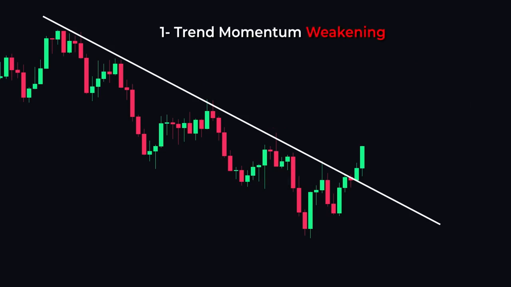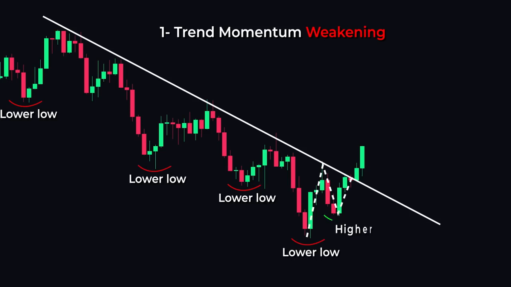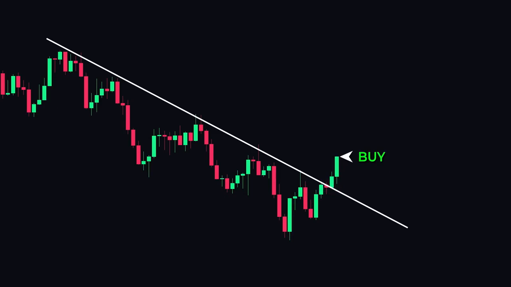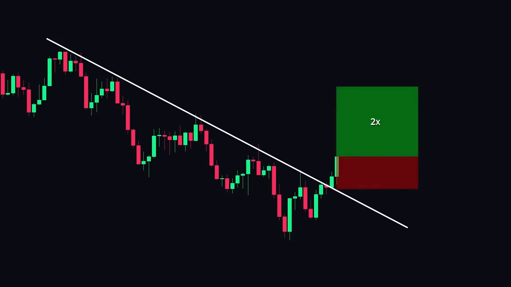So to recap, first, we want to see the existing trend getting weaker. In this case, price shifts from a lower low structure to a higher low structure. Next, we wait for price to break out and close well above the trend line. Once these signals are confirmed, we take a buy position. For stop loss, place it slightly below the trend line break and set a take profit at 2 times the stop loss size. And as you can see, price went up and hits our take profit target.